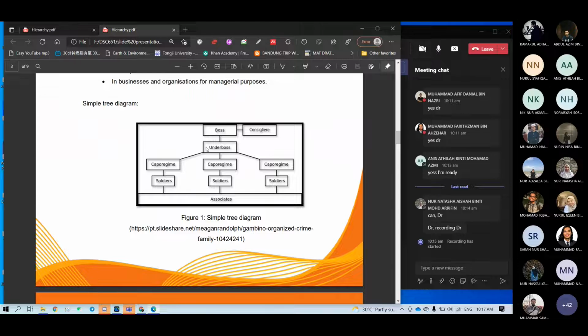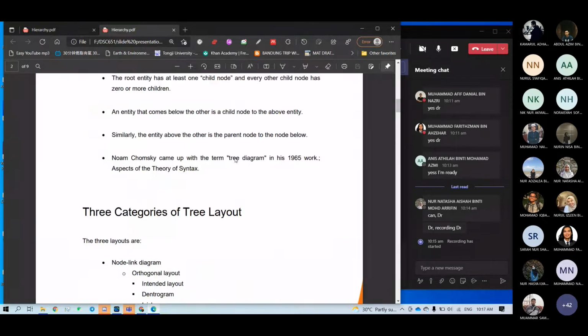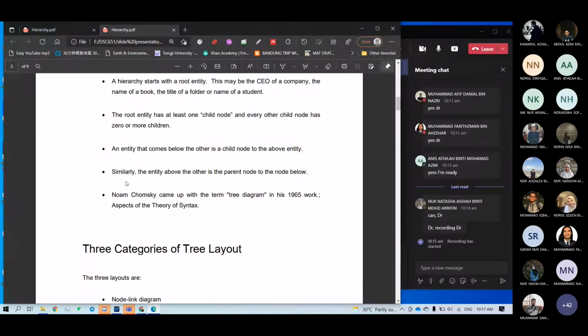This is the parent, this is a child, the children. And then from these children, this is the children to these children. Or we call it grandfather, children, grandchildren, great-great-great-grandchildren, and so on. Similarly, the entity above the other is a parent node to the node below.